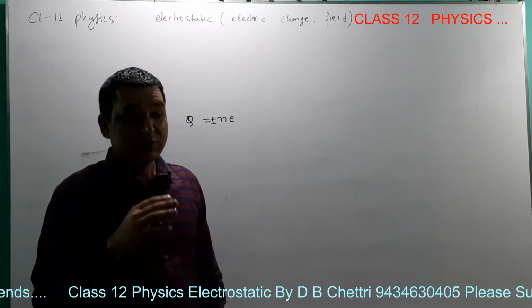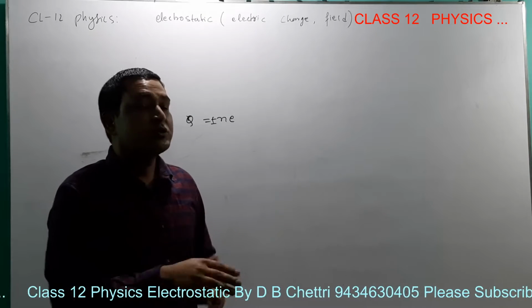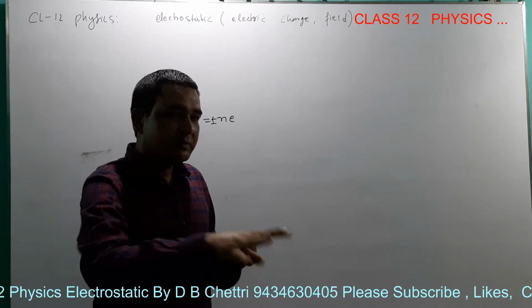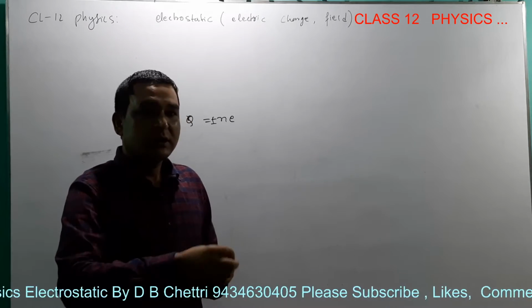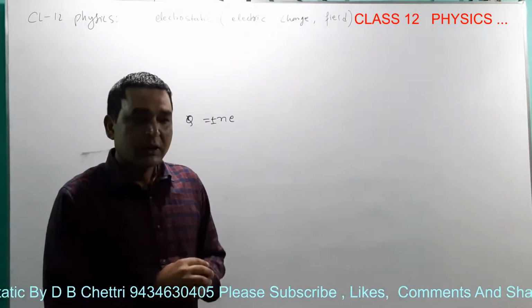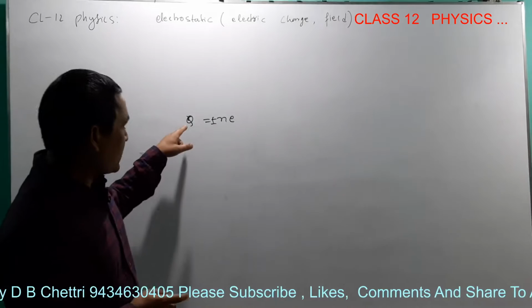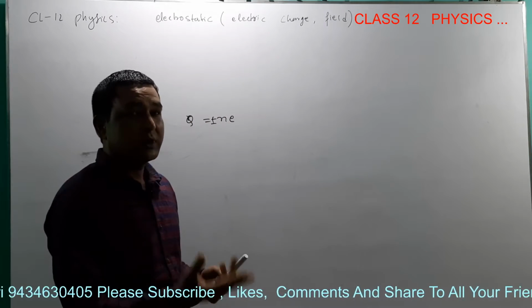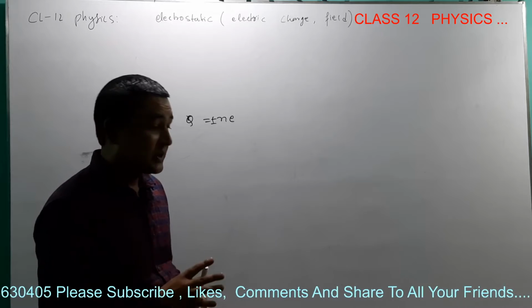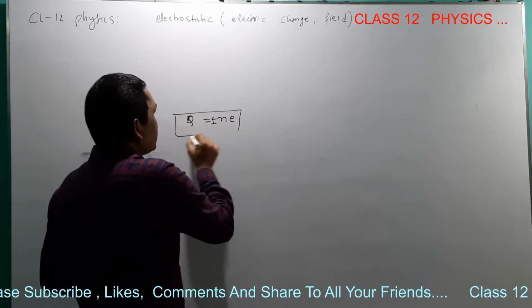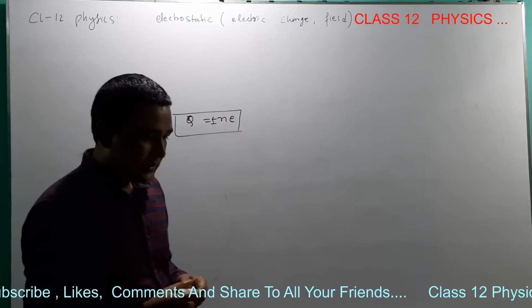Charge cannot be transferred from one body to another in continuous form; it transfers in discrete form, either one electron, 2 electrons, 3 electrons, but it never transfers a fraction of an electron. That's why Q is equal to n e, where n is an integer, either 2 electrons, 3, 4, or 5 electrons. This is the formula for quantization of electric charge.